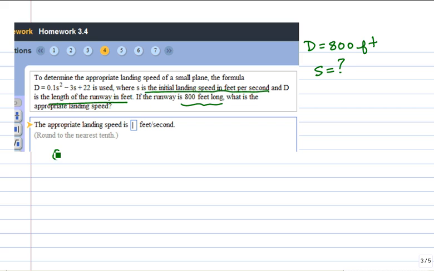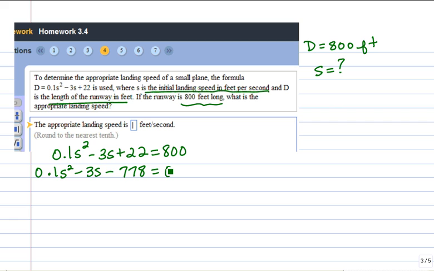So to solve this, we're going to put it in a quadratic equation, replacing D with 800. Then we need to solve this problem. To solve it, we would subtract 800 from both sides. So when you do 22 minus 800, you're going to get negative 778 is equal to 0. Now if you want to clear out those decimals, you can, but really we could just plug into the quadratic formula and get our answer. So we would have s is equal to the opposite of b plus or minus the square root of b squared minus 4ac all over 2a.